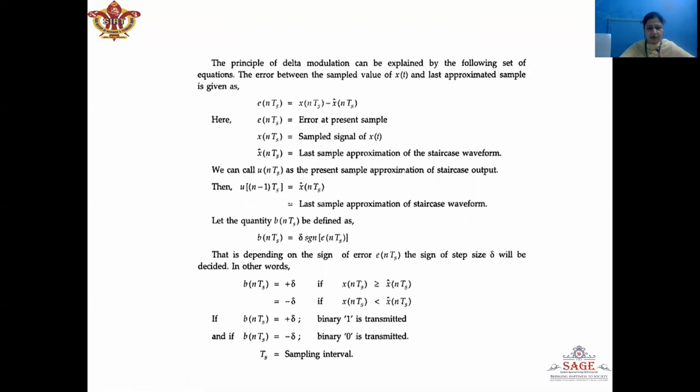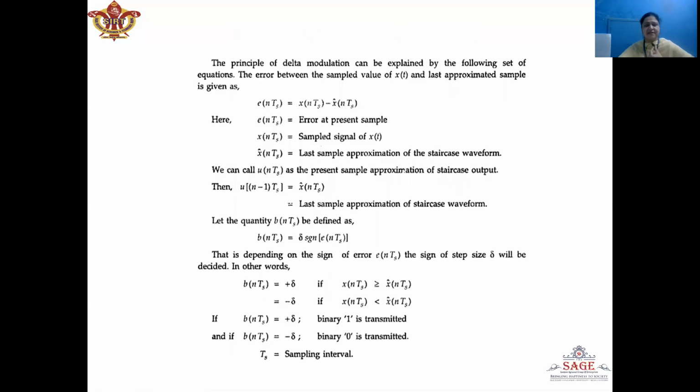So here are the important equations which are used in the transmitter of the data modulator. As per the block diagram, we can see that the error signal e(nTs) is given by the difference of the sampled signal x(nTs) and the predicted sample, which is the last sample approximation of the staircase waveform. We can call it u(nTs). Here x cap(nTs) is also termed as u((n-1)Ts), which is the last sample approximation of the staircase waveform.